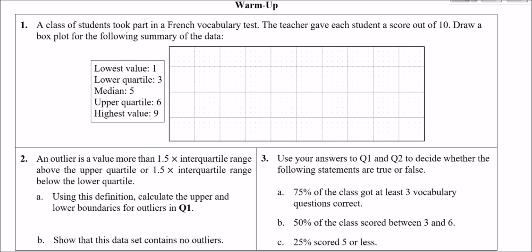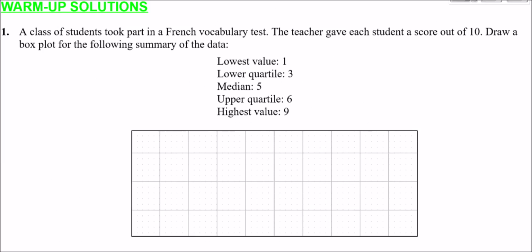So let's have a look together at question number 1. A class of students took part in a French vocab test. The teacher gave each student a score out of 10, and we're asked to draw a box plot for the following summary of the data. So we've got the 5 main things with which we plot a box plot: lowest value, the quartiles, the median, and the highest value.